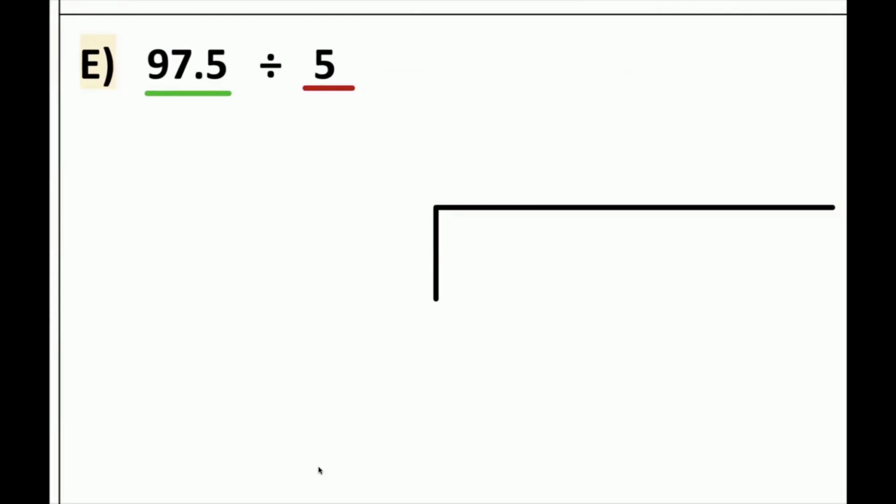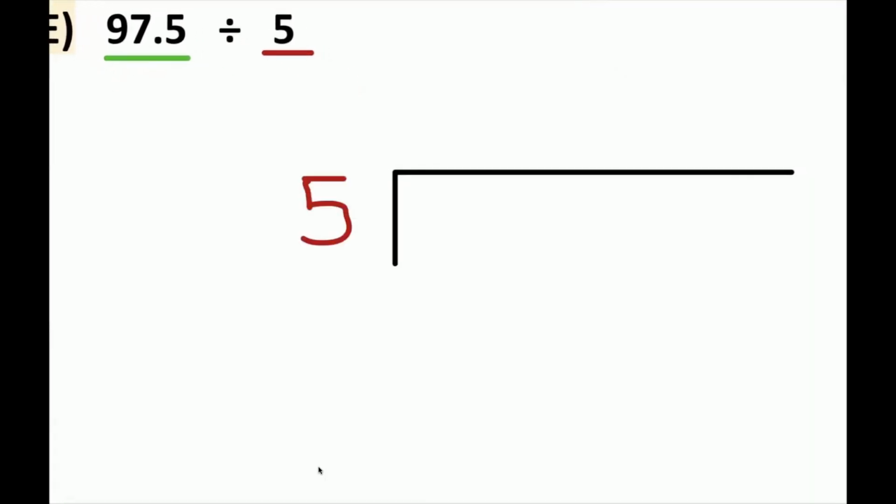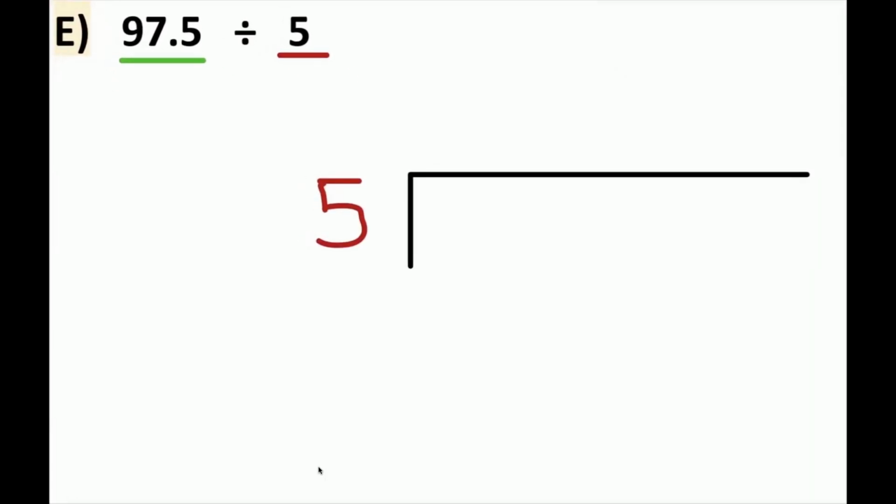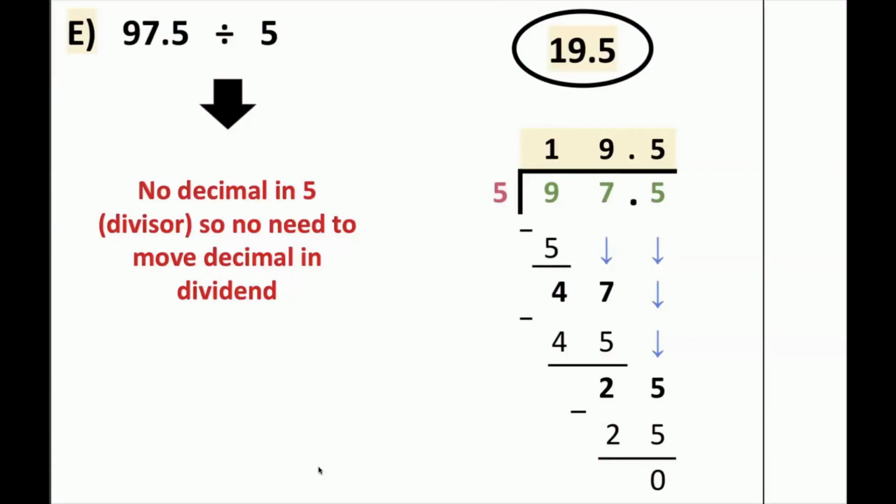Then we can go ahead and set up our problem. Our divisor goes on the outside of the house. Our dividend goes on the inside of the house. And don't forget to put your decimal on top of the house. Super lined up and neat. Go ahead and complete the rest of this problem on your own. Check your work for problem E.